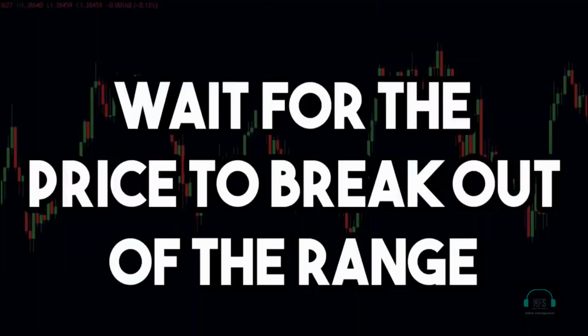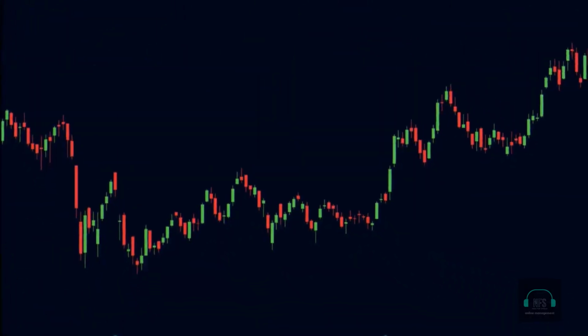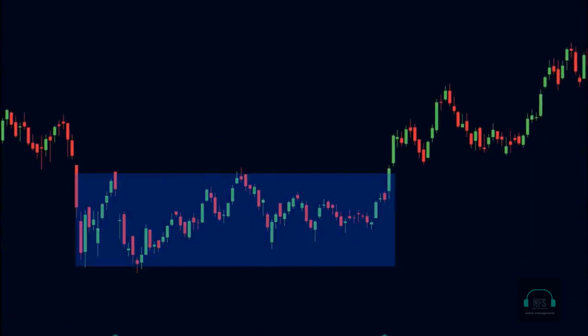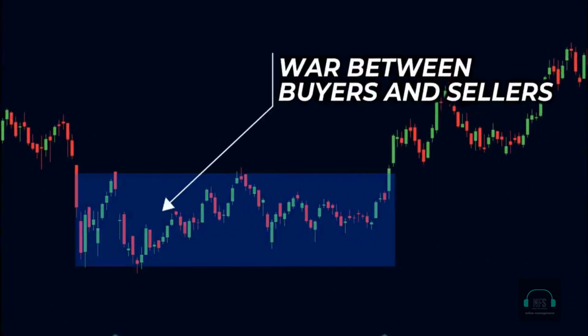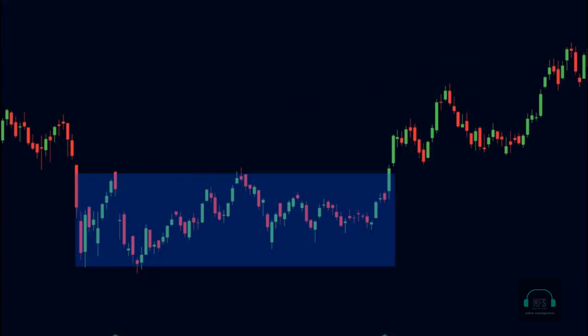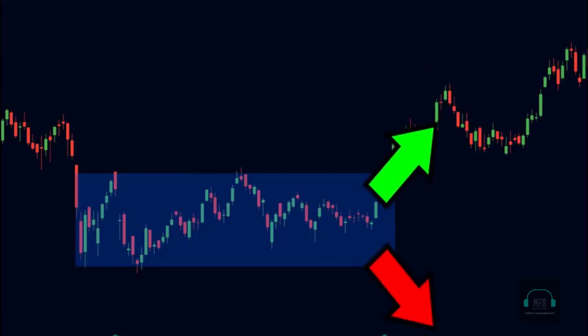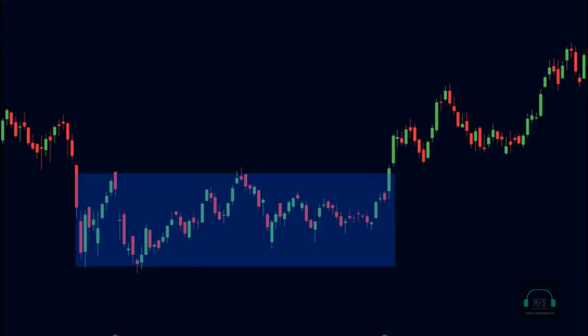The other way is to wait for the price to break out of the range. Whenever the market is in a sideways range, we can assume there is war between buyers and sellers. After some time, one of them will win the war and drive the price. Our job as a breakout trader is to follow the side of the winner.